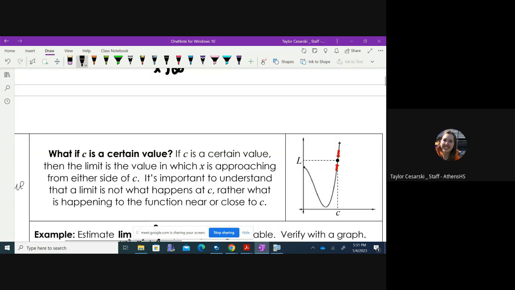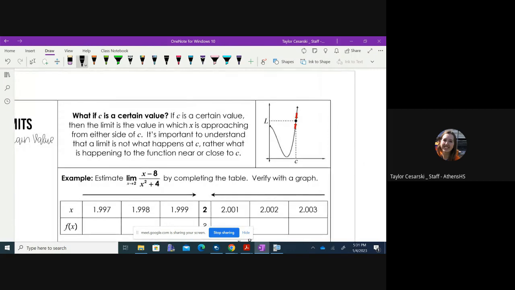All right, so if we continue this idea, what if c is a certain value? What if we're saying as it approaches 2 or 4 or something like that rather than infinity or negative infinity? So we're going to start by using Desmos to kind of visualize this. Now, you're not going to have Desmos on your test, but we need to know kind of the big idea of what's happening here, okay?